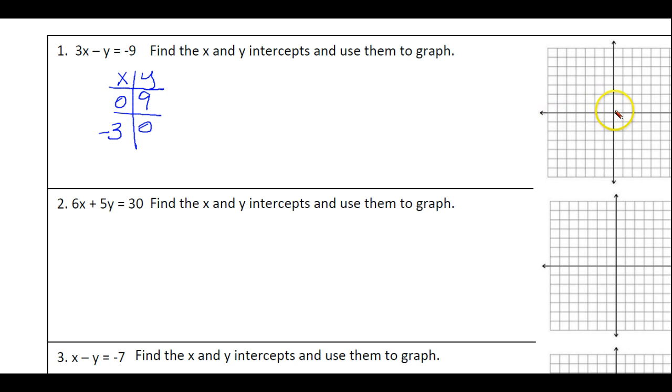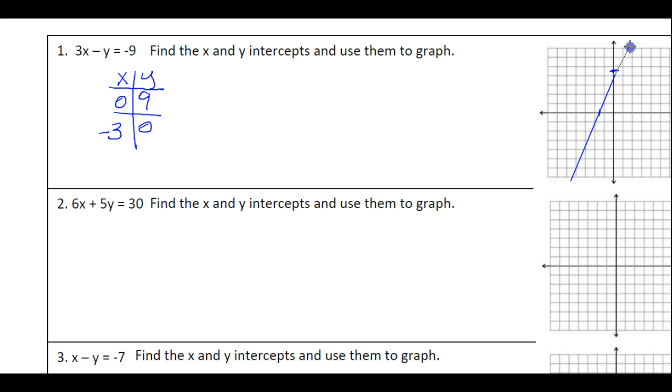Now, in this case, it doesn't quite go enough spots, so we're going to make each line 2. So this will be 2, 4, 6, 8, 9 is right about there. And then we want a negative 3, 0. So this is a negative 2, negative 3 will be right about there. And we make our line.